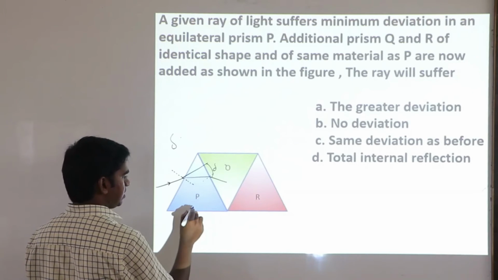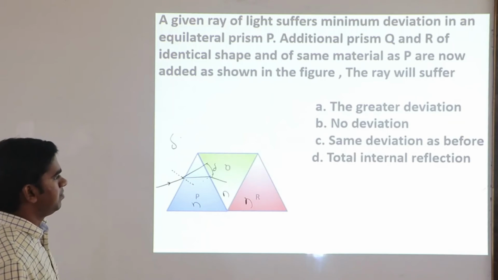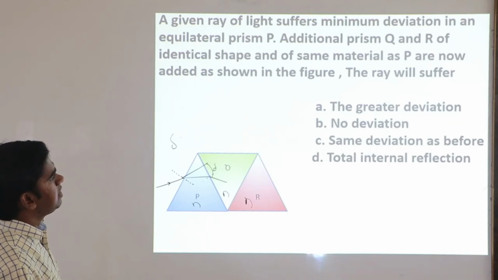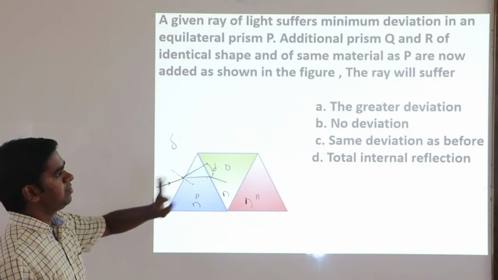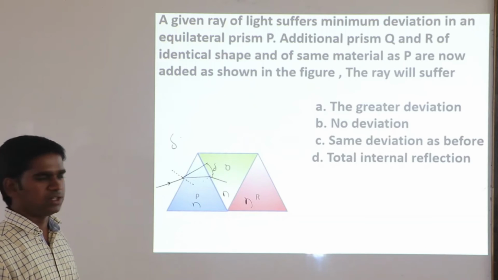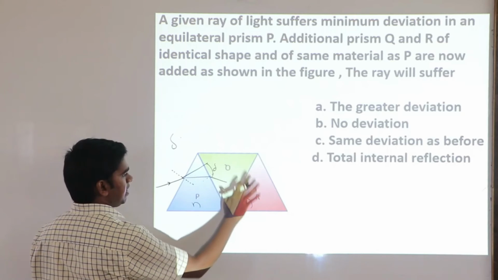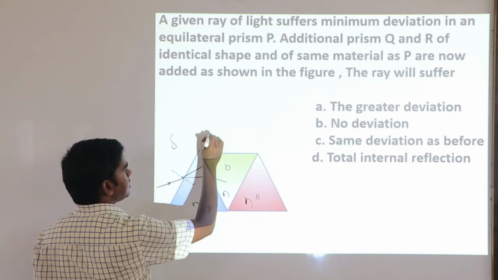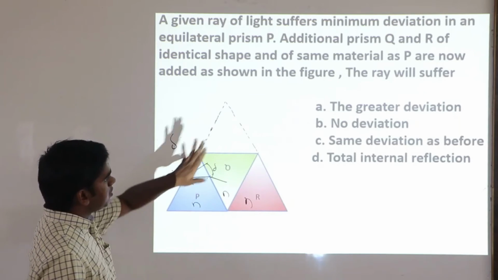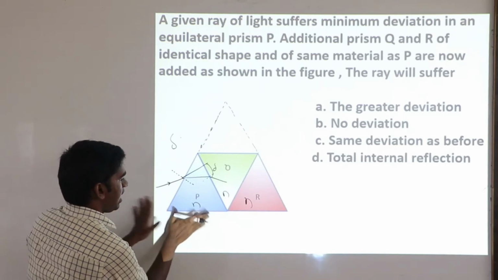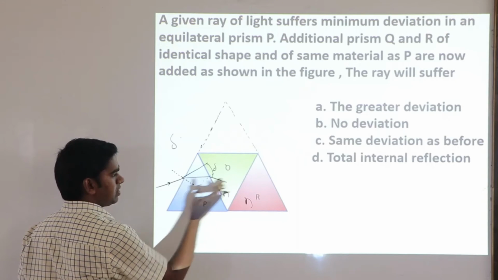Remember, the same material means the refractive index and everything else are the same. So what they are asking: the ray will suffer. The options are greater deviation, no deviation, same deviation as before, total internal reflection. Okay, very simple. No need to apply any formula here. Same material means if you extend this one, this is going to be a prism as same as P. It is not a new prism because the materials are the same. It is going to be a prism like the initial one.